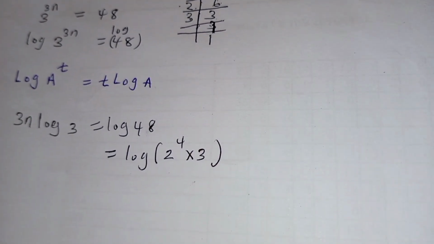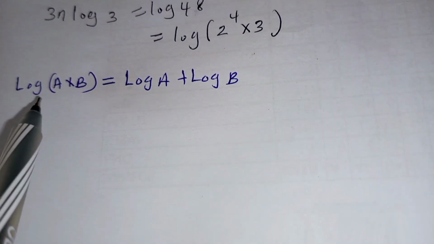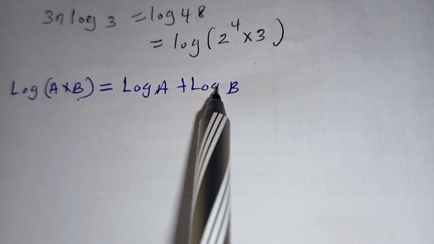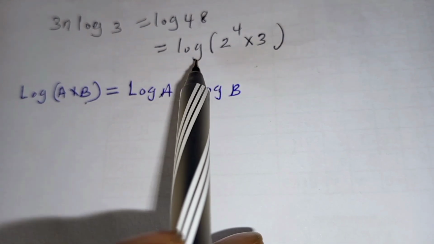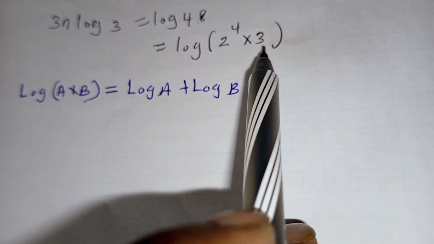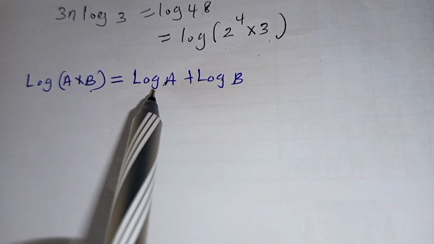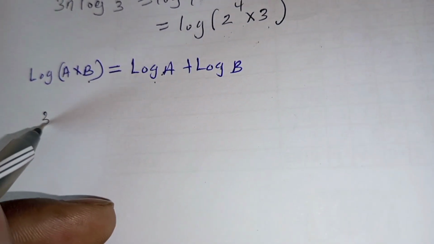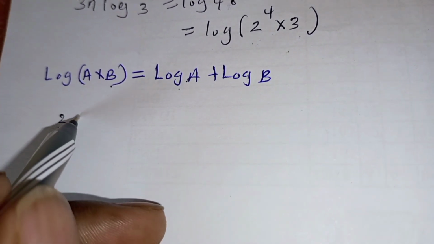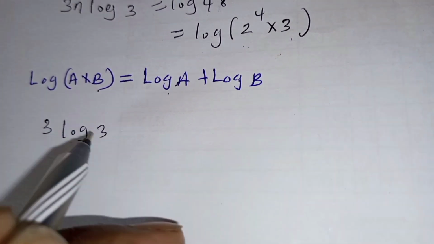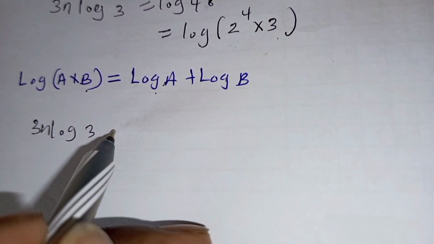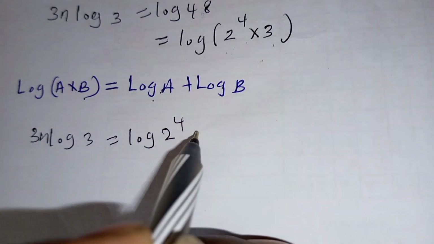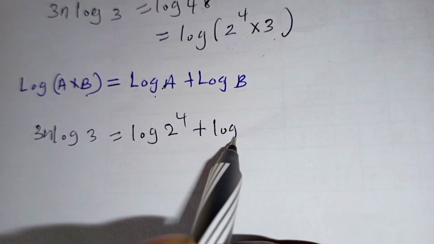Then we employ also this other law of logarithm. When you have log of a multiplied by b, the result is the same as log of a plus log of b. So on the right hand side, we have log of 2 power 4 multiplied by 3. We shall employ this law so that we have 3n log of 3 being equal to log of 2 to the power of 4 plus log of 3.